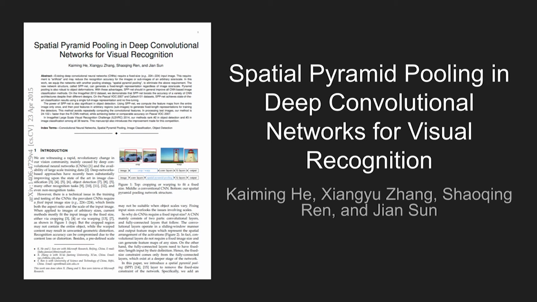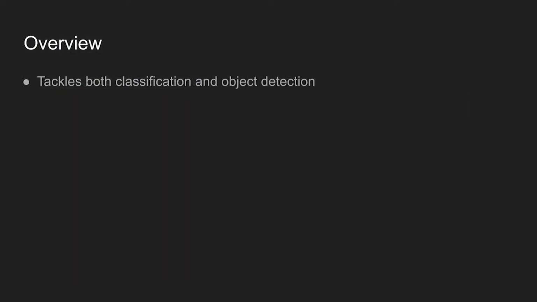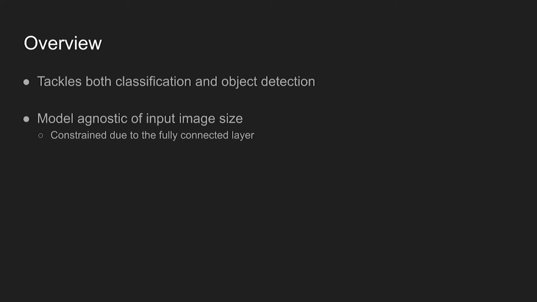Today's paper is Spatial Pyramid Pooling in Deep Convolutional Networks for Visual Recognition. The paper tackles classification and object detection, but in this video, we'll just review object detection. The proposed model is agnostic of the input image size.